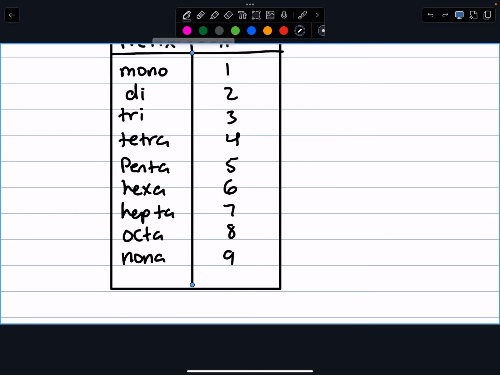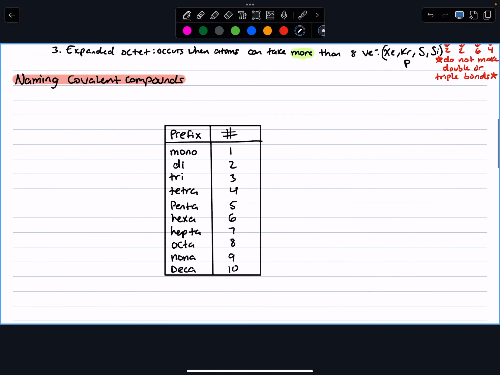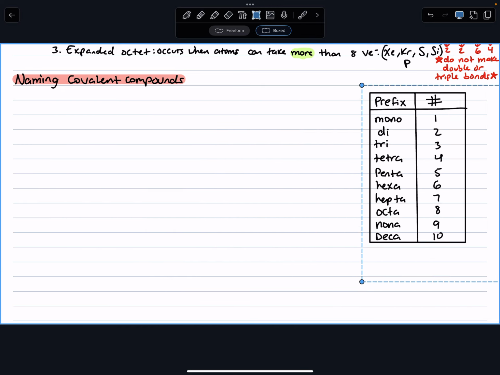So these you have to memorize. There's like a 6-part question asking you to name a bunch of these covalent compounds. So just remember all of the different prefixes.